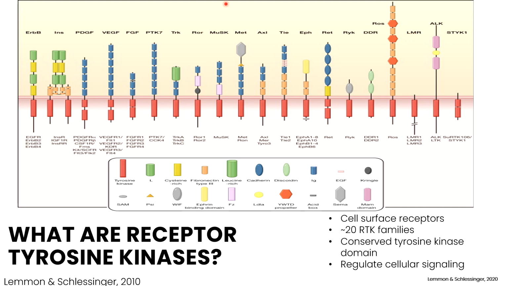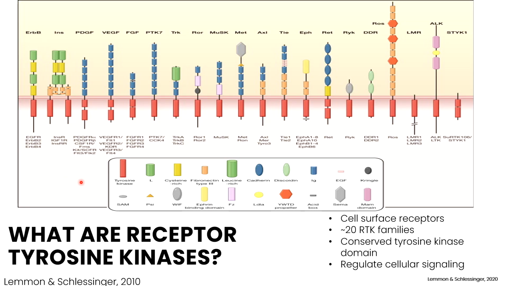One of the first things that we will notice in this figure is that RTKs are not a single receptor. Instead, they make up a large superfamily consisting of approximately 20 different receptor families in humans. For example, this first family is the ERB family, which includes the epidermal growth factor receptor, EGFR, along with ERB2, ERB3, ERB4.